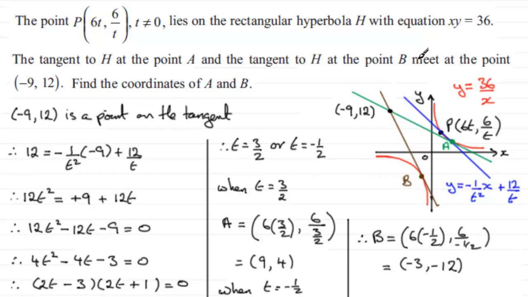They didn't say which one corresponds to A and B, so you might well find that you've got A as being minus 3, minus 12, and B being the 9, 4. Just depends where you place them here. But 9, 4 and minus 3, minus 12 are going to be your answers. And by drawing a sketch, you can see that it seems to make sense. So that's one of the reasons why I'd always suggest drawing sketches for any coordinate geometry question. Okay, so I hope that's given you some idea then how to do that.